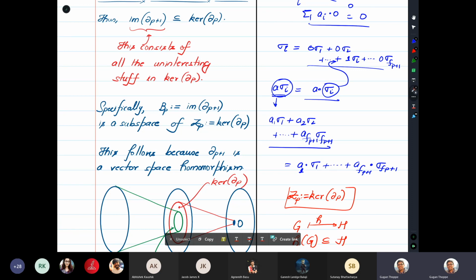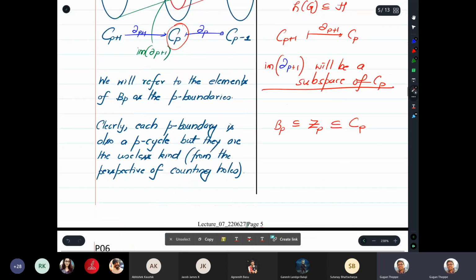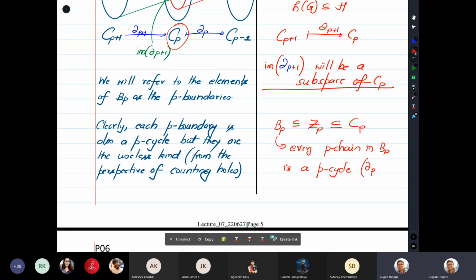So to tackle that problem, we realize that all these filled regions in some sense can be determined by looking at the image of daba p plus 1. Right, so the image of daba p plus 1 is precisely Bp, and so the point is this: every p chain in Bp is a p cycle, which means that if you apply daba p on that, it will be mapped to 0. So every p chain c in Bp is a p cycle, that is daba p of c will be 0, right?